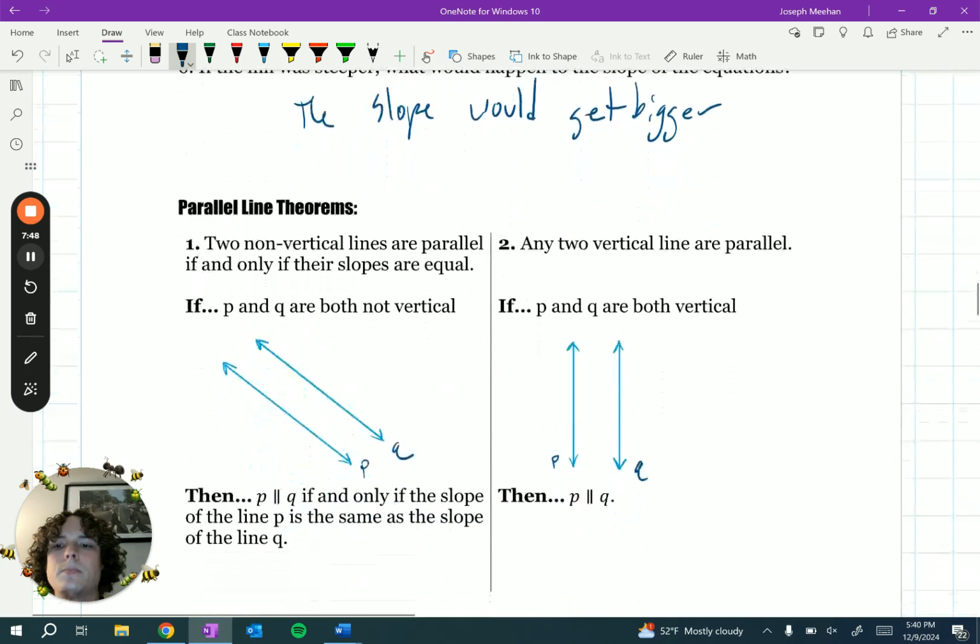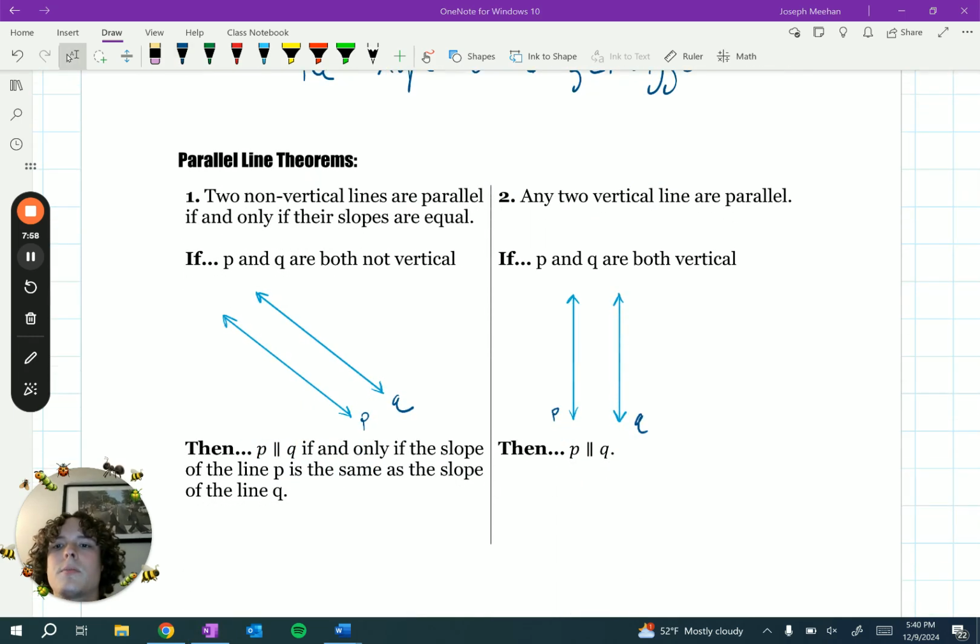All right? Here are some parallel line theorems. Two non-vertical lines are parallel if and only if their slopes are equal. So that's a biconditional, right? Because it says if and only if, so it can go either way. Two non-vertical lines are parallel if and only if their slopes are equal. So if P and Q are both not vertical, then P is parallel to Q if and only if the slope of the line P is the same as the slope of the line Q. So it's basically saying if two lines have the same slope, then they're parallel.